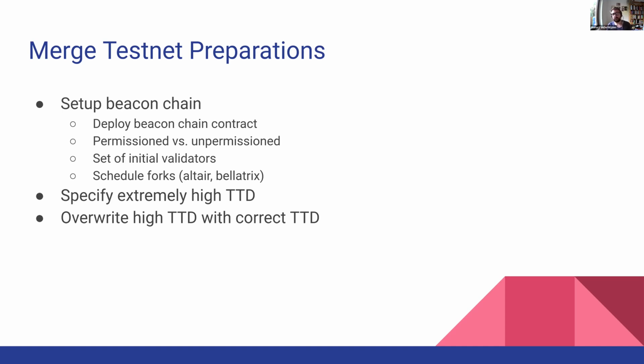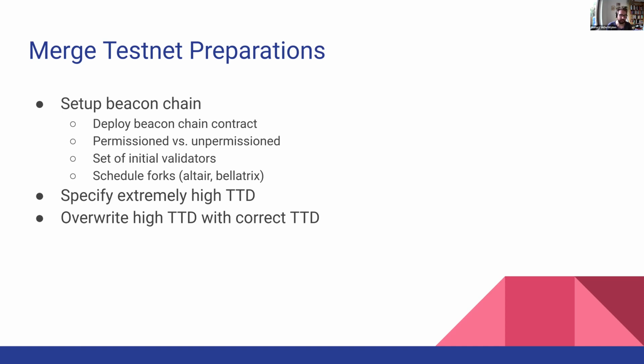For the Bellatrix fork, we need to specify the TTD beforehand, so that the consensus layer clients can look for the TTD. It's a bit weird that it's done this way, but it's grown historically. And so we specify an extremely high TTD that is not able to be reached. And then later on, when we do the scheduling of the actual merge on the testnet, then we overwrite the high TTD with the correct TTD. And why do we do this?